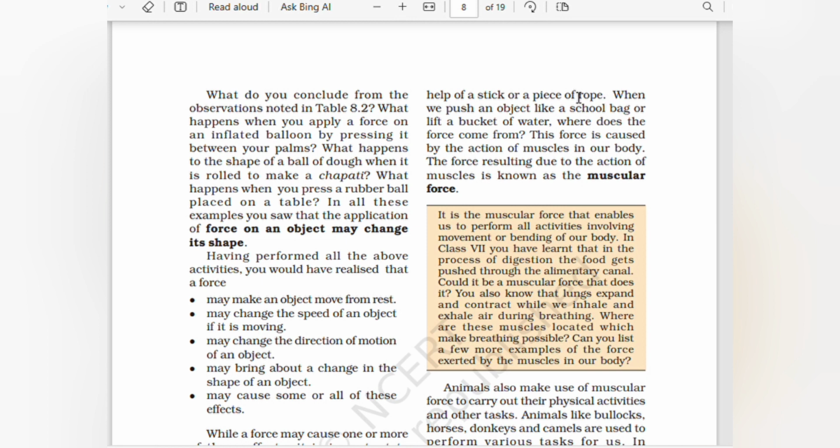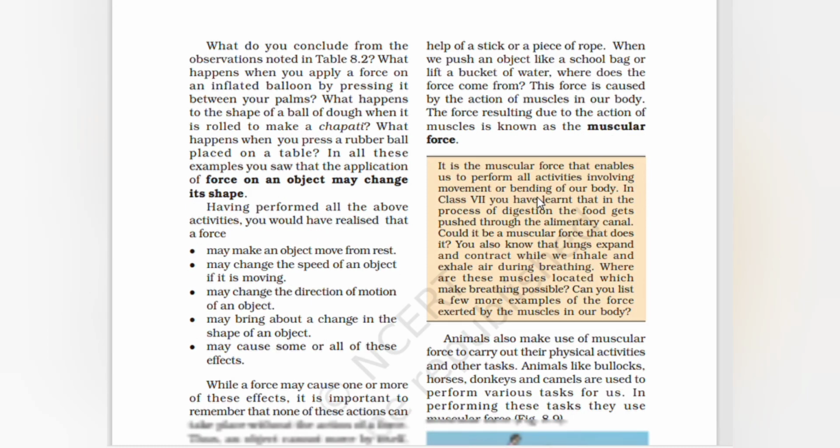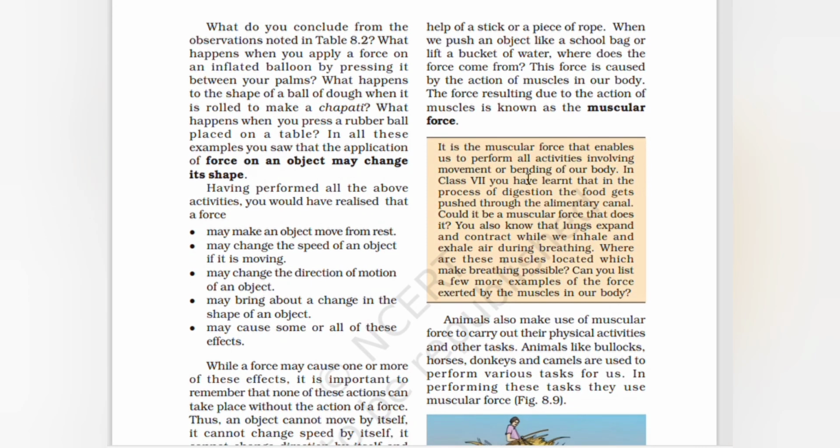When we push an object like a school bag or lift a bucket of water, where does the force come from? This force is caused by the action of muscles in our body. The force resulting due to the action of muscles, മസിൽസിന്റെ ആക്ഷനിലൂടെയാണ് ആ ഫോഴ്സ് ഡെവലപ്പ് ആവുന്നത്. അതിനെയാണ് മസ്കുലർ ഫോഴ്സ് എന്ന് പറയുക. It is the muscular force that enables us to perform all activities involving movement or bending of our body.